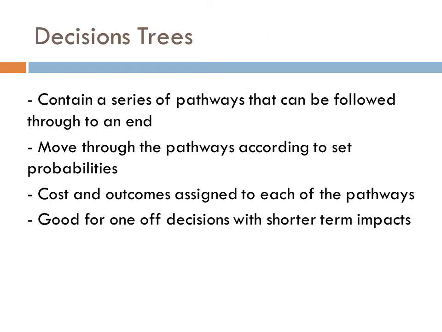So I'm going to show you an example of a decision tree in a second, but first of all, what are they? Well, they contain a series of discrete pathways that can be followed through to an end. And people who are in a cohort will move through the pathways according to set probabilities. There will be costs and outcomes assigned to each of the pathways, and from this you can determine an expected cost or expected outcome for each of the alternatives that's available. So as you'll see from the decision tree I'll show in the next slide, these can be very good for one-off decisions where there are shorter term impacts, perhaps for acute care or a surgical decision that is taken once and then leads to set pathways.